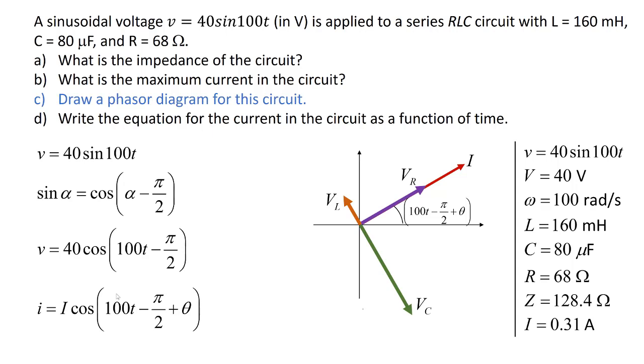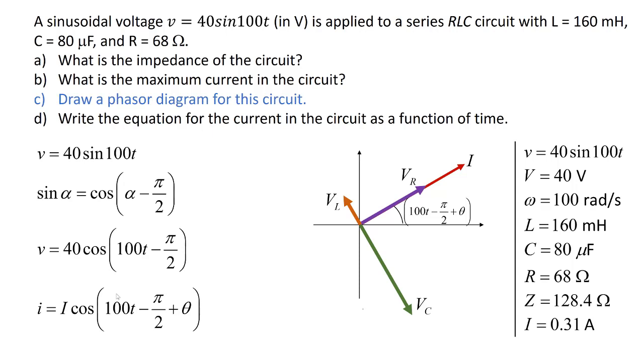And why is it that I drew the voltage across the capacitor phasor much longer than the voltage across the inductor? Because if you remember from part A of the problem, the inductive reactance XL is much smaller than the capacitive reactance XC. Therefore, the voltage across the capacitor is much bigger than the voltage across the inductor.